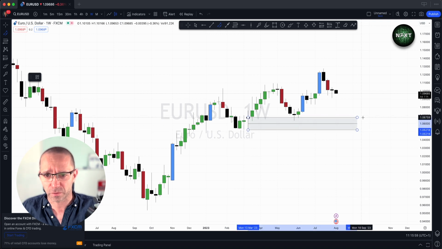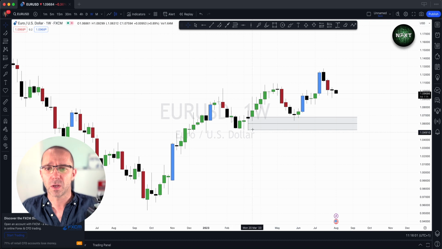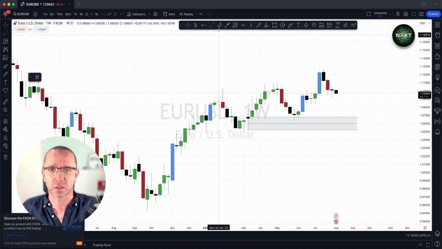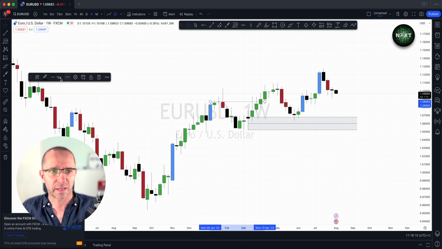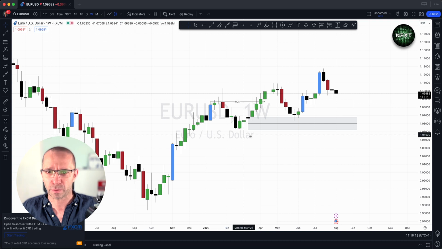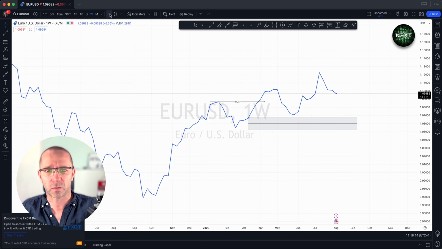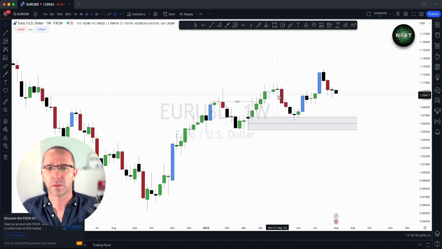This is an area of demand that I can draw out where we break this area of structure. Actually, let me just use this arrow. This break of structure here to the upside is an area that I like to see the market breaking up. Out of that area on the line chart shows me the market is bullish.